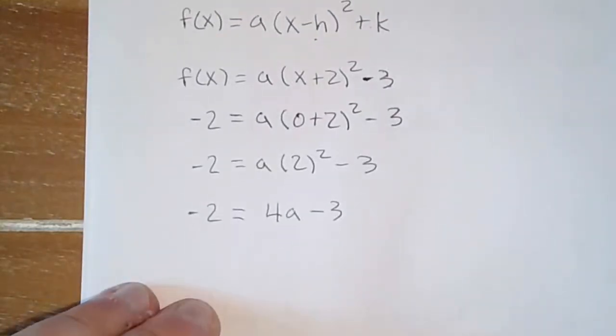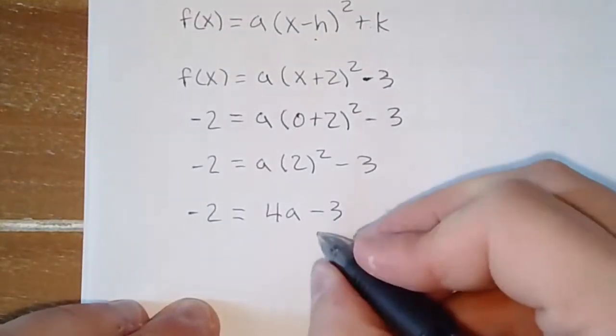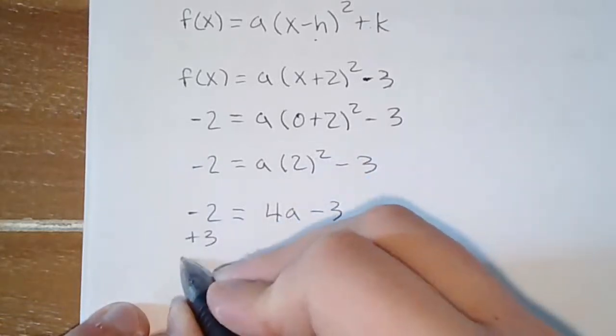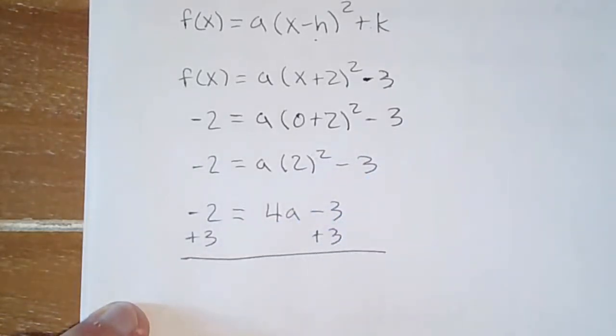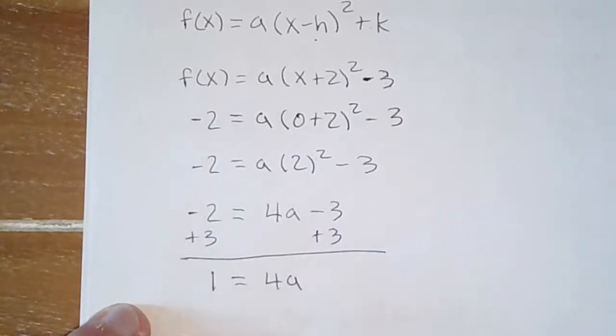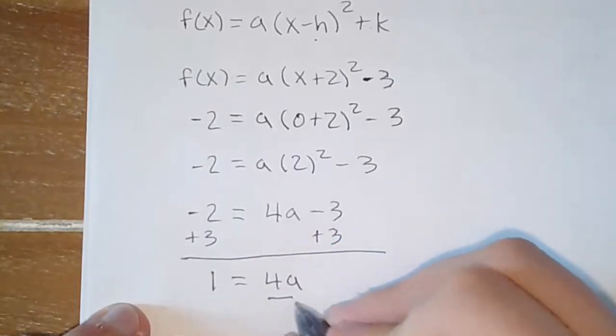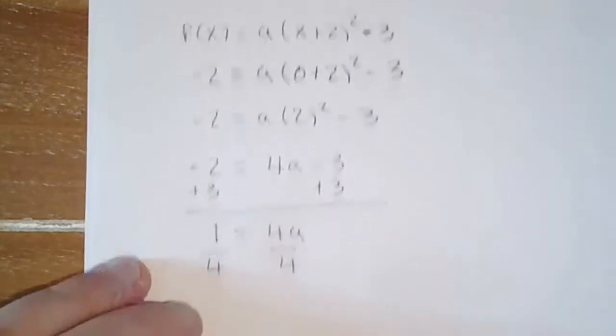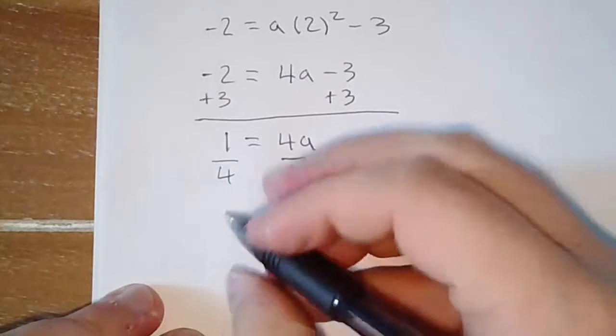I can add 3 to both sides because I'm working to try and get a by itself. This becomes 1 equals 4a. And last but not least, I can divide both sides by 4. And so 1/4 equals a.